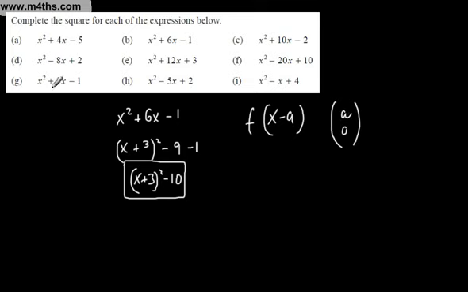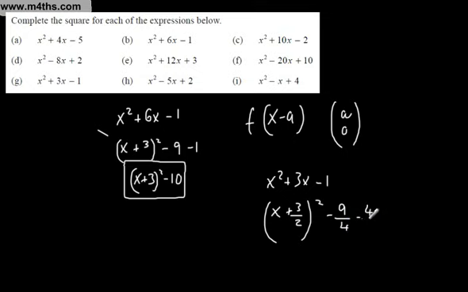Okay, let's do this one then. X squared plus 3x minus 1. So now we can do one with an odd number in terms of x. So we take x plus half the coefficient with its sign, plus 3 over 2 all squared, minus this number squared, which is minus 9 over 4. And then we've got minus 1, which I'm going to write as minus 4 over 4. So we could write this one now as x plus 3 over 2 all squared minus 13 over 4. So again, our minimum point is minus 3 over 2, minus 13 over 4.